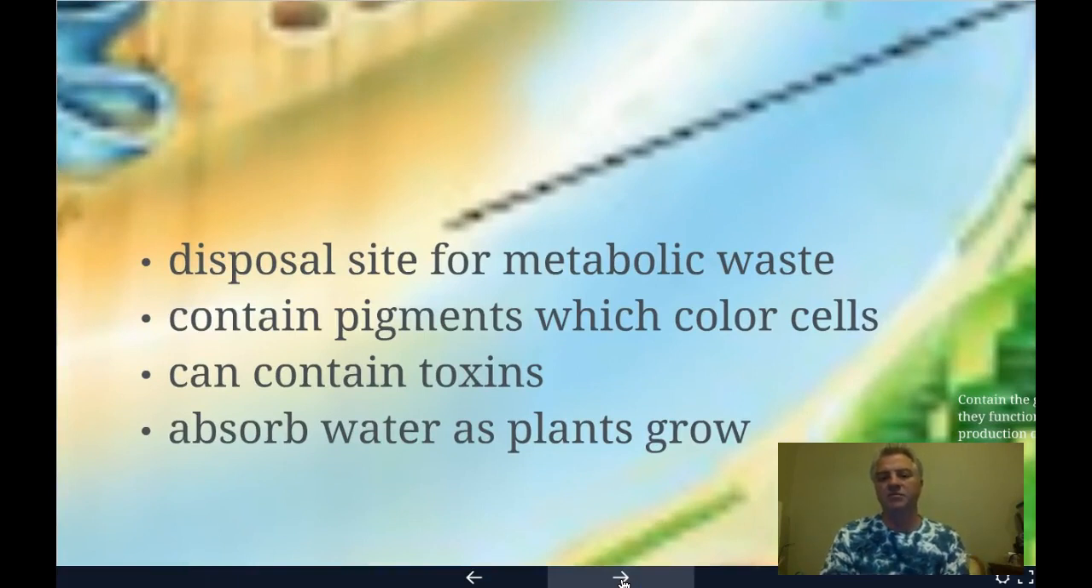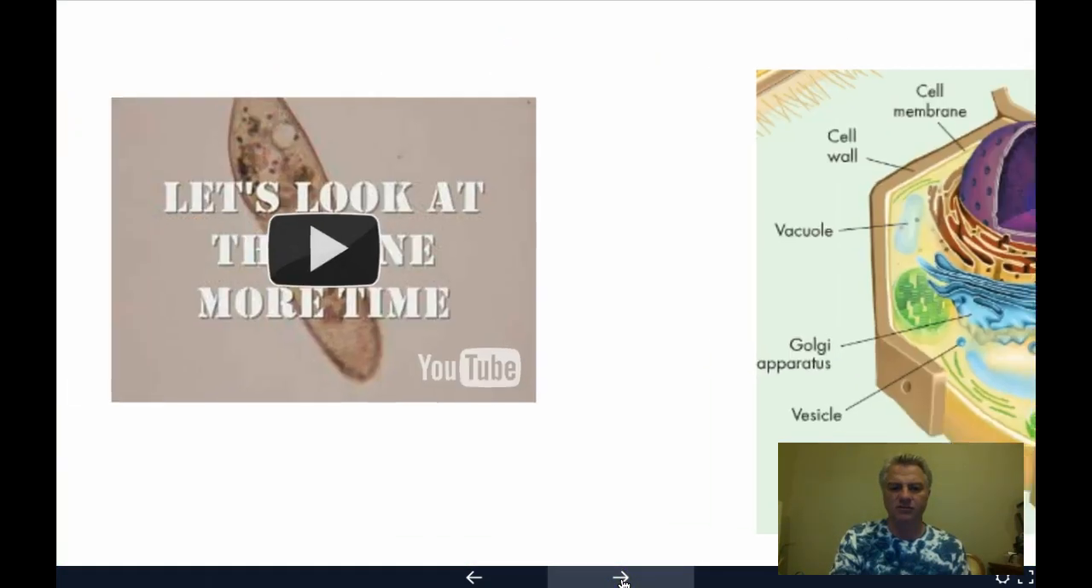They can be a disposal site for some metabolic waste. They may contain some pigments which could color cells, maybe like a flower inside of a plant. They can contain toxins sometimes, so you think about plants that are toxic, like poison ivy, which is probably going to contain some toxins inside that central vacuole of those plant cells. And they'll also be a storage place for water. So a number of jobs for that central vacuole.